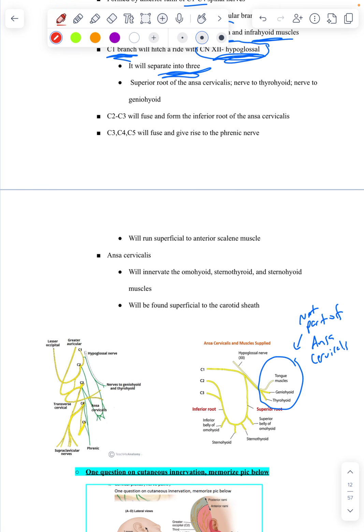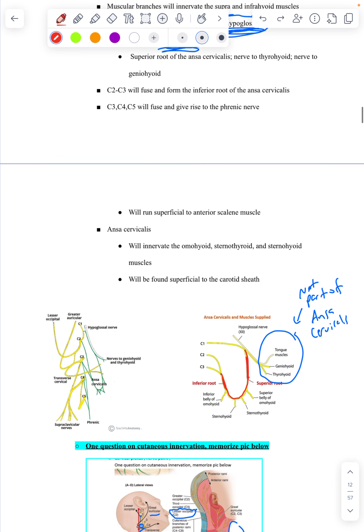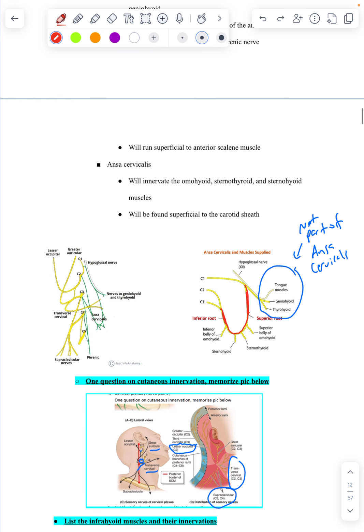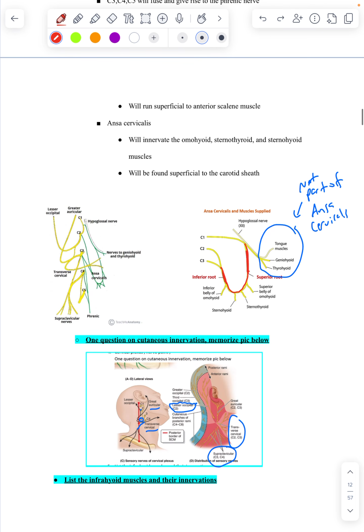Ansa cervicalis is this superior root and then this inferior root. Technically, ansa cervicalis is C1, C2, and C3, but these three on the side are not ansa cervicalis. When we talk about muscles innervated by ansa cervicalis, this is another exception. Thyrohyoid is not innervated by ansa cervicalis, but sternothyroid is and sternohyoid is. So that's a key note.